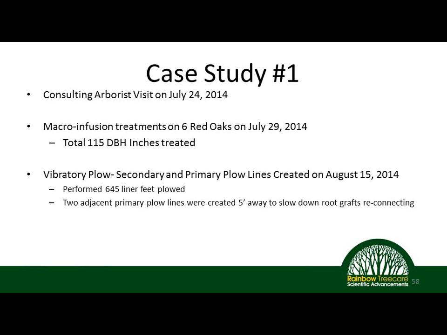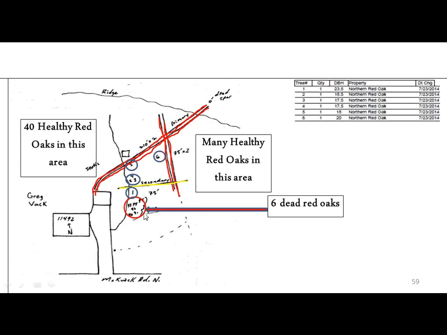And in this case, as you can see on the map here, you had a pocket of 6 dead red oaks that were identified by the consulting arborist. They then had the closest healthy tree treated with the Alamo fungicide. Between that tree and some additional trees were additional high-value oaks that were treated with Alamo as well, in the blue circles. So you can see that in this case the secondary plow line was placed in between this first healthy tree and these other 5 trees that were treated.